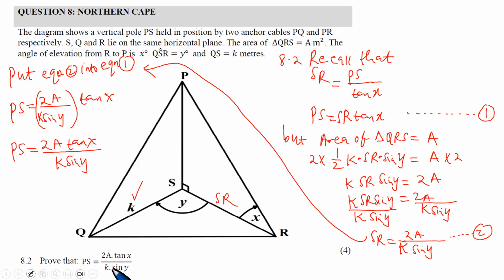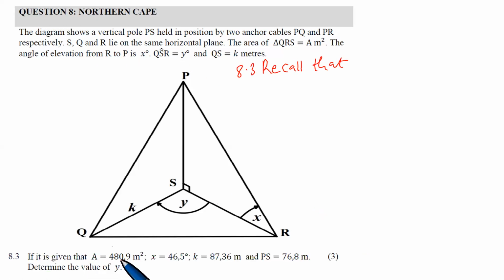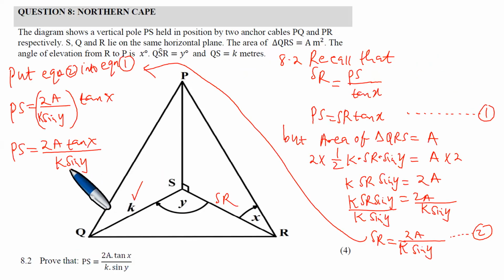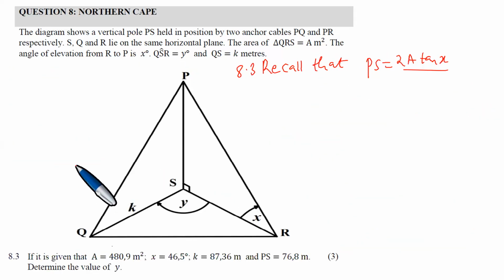What was the PS here? It was PS equals 2a tan x. So we have that PS equals 2a tangent of x, divided by k sine y, which is divided by k the trigonometric sine of y.